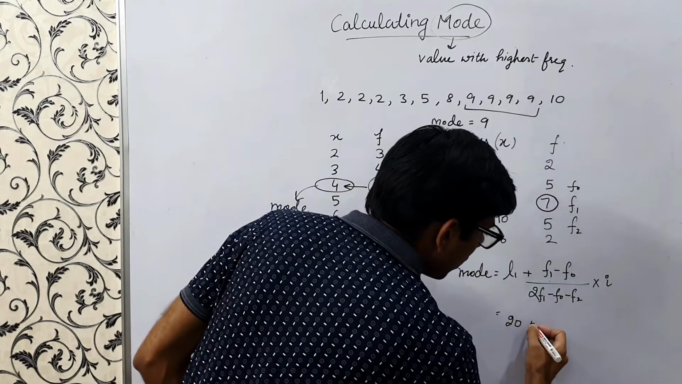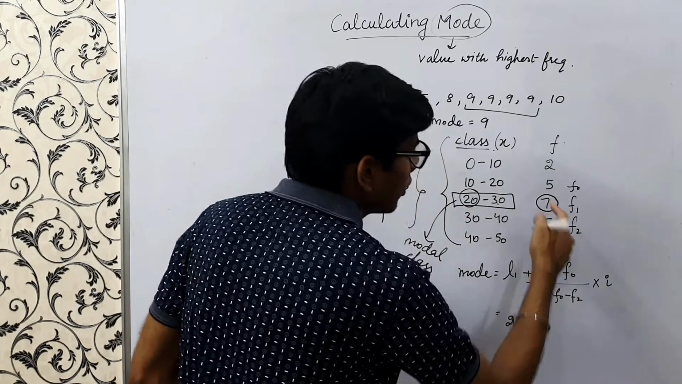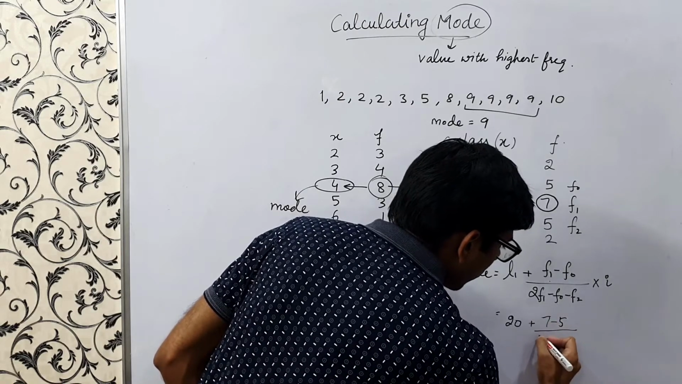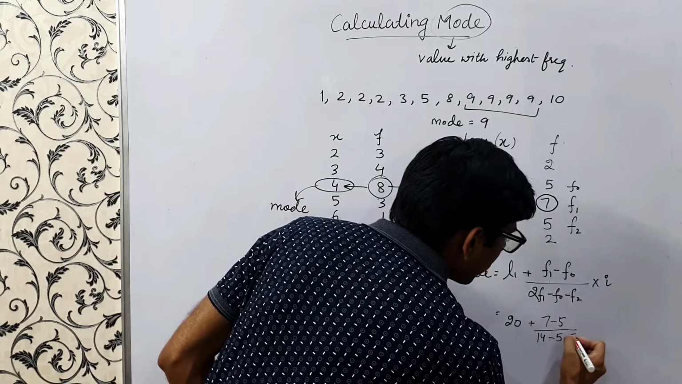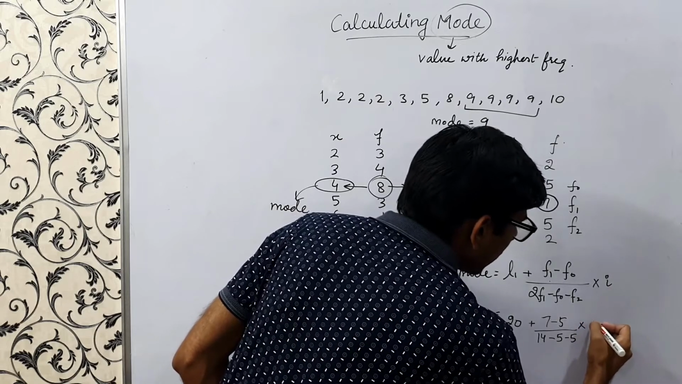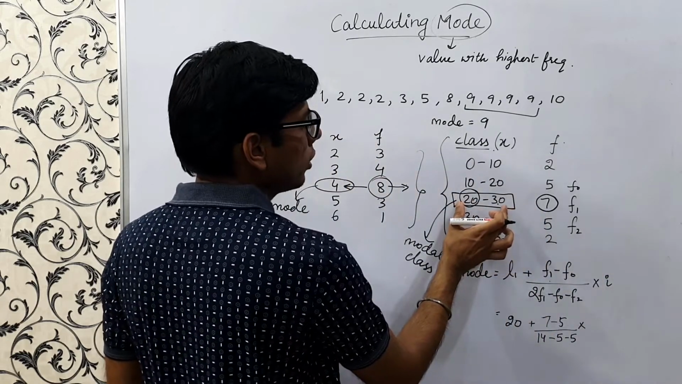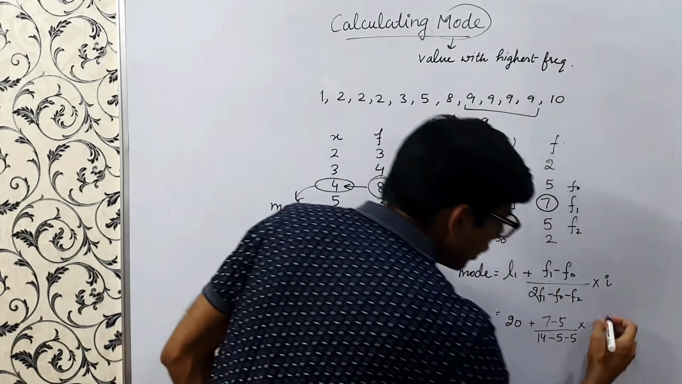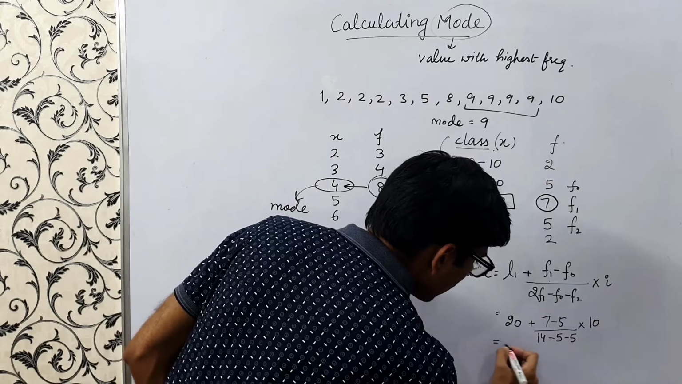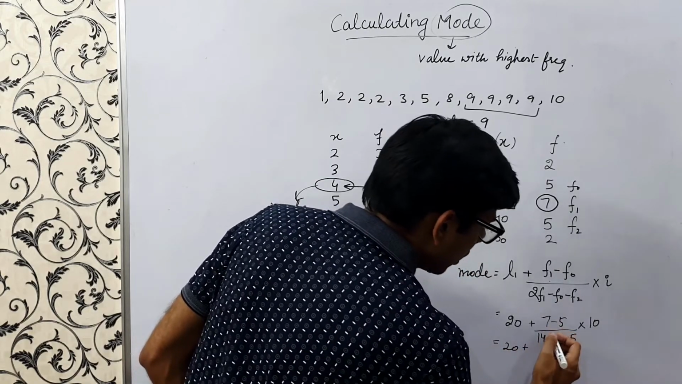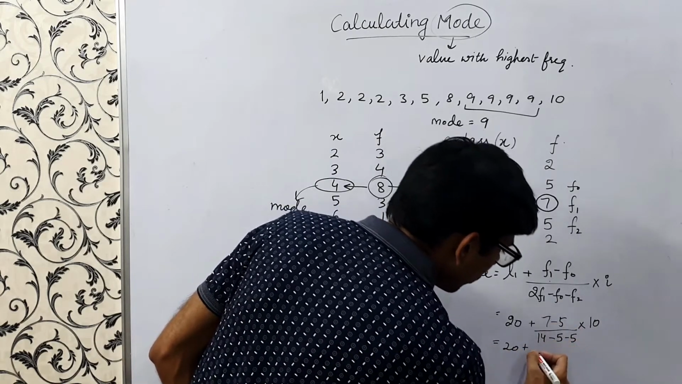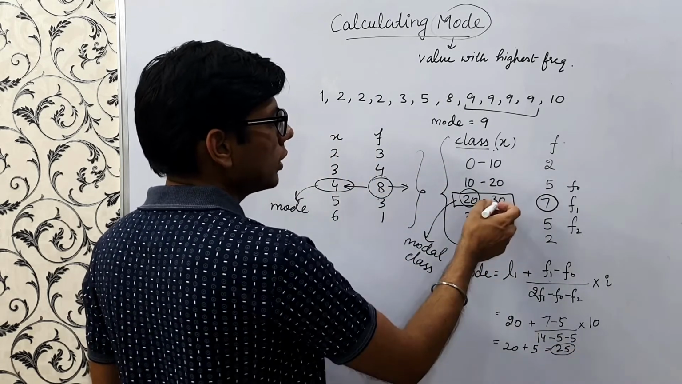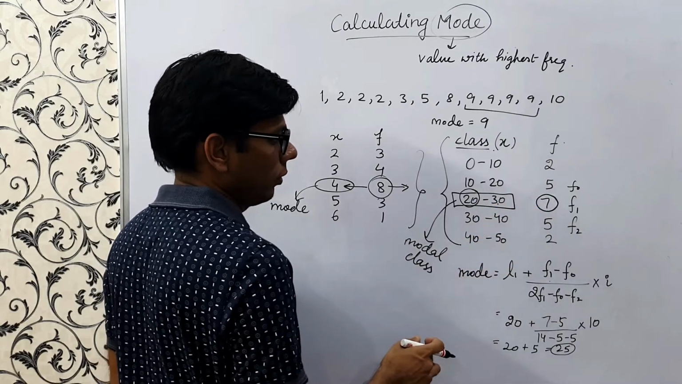So this is nothing but 20 plus (7 minus 5) upon (14 minus 5 minus 5) into I. I is the interval width. The interval is 20 to 30, so the width is 10. So this is 20 plus 2 by 4 into 10, which is 20 plus 5, that is 25. So the mode of this is 25.